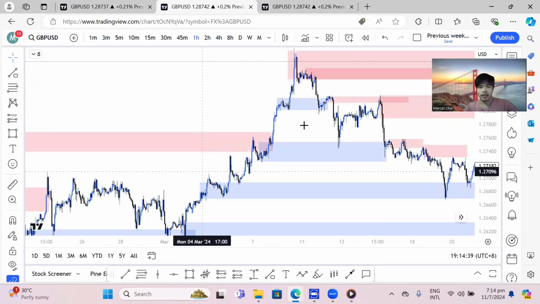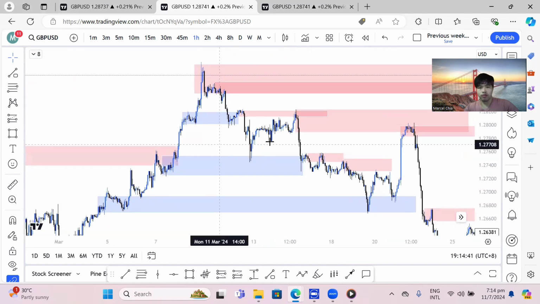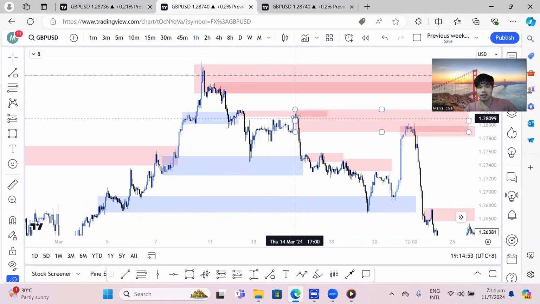At this level here, we can clearly see that this demand is still very uncertain. However, once it gets reached, from here onwards we should be trading from supplies instead. So this is one quality POI that we have identified.